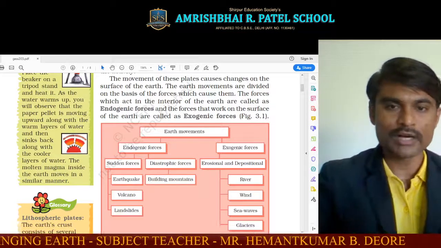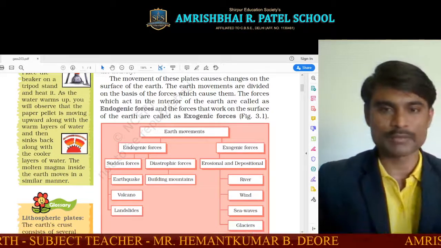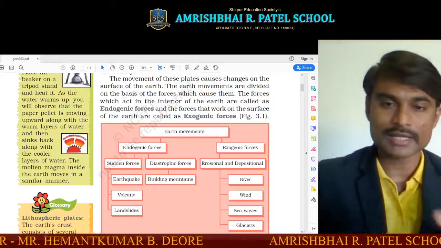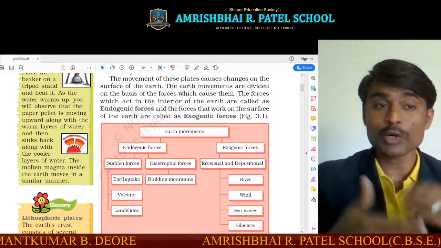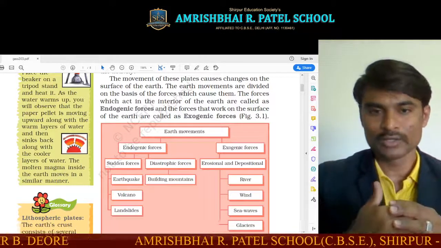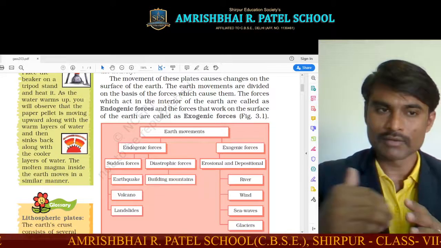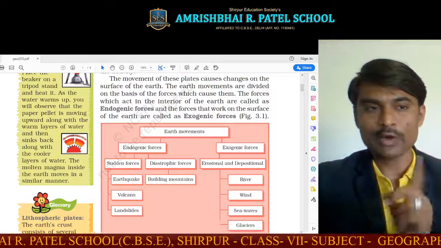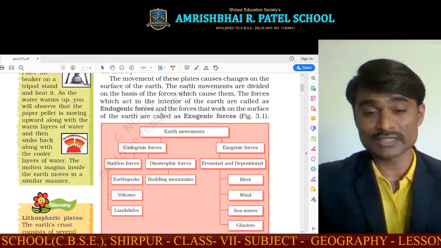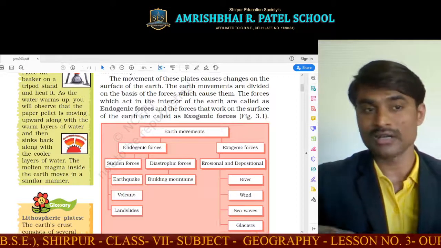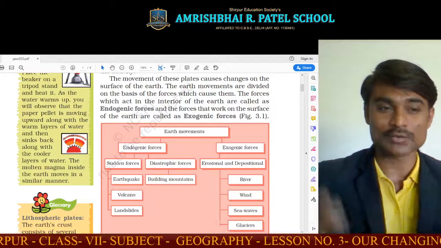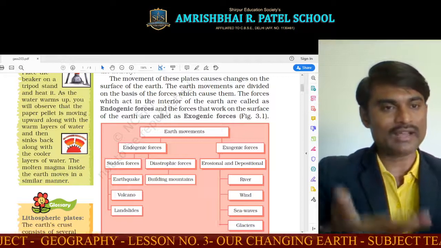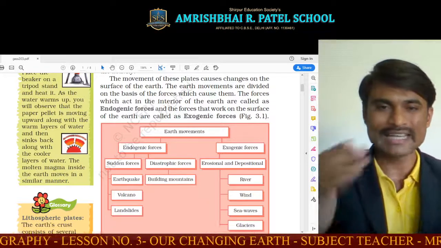It's very clear. See, I'm going to tell you about earth movements from this table. Endogenic forces are very sudden forces. Sudden forces means we cannot predict when these forces will act. Examples are earthquakes, volcanoes, and landslides. These three are very sudden forces. We cannot predict that on such and such a date a volcano will occur, an earthquake will occur, or a landslide will occur. We have to stay away and be very cautious. These are the endogenic forces which actually happen inside the earth.